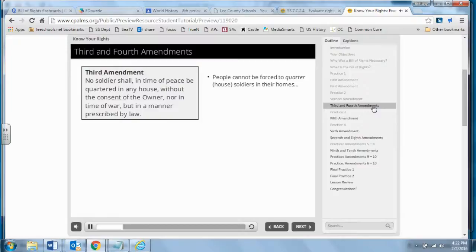This isn't an issue that people worry much about today, but early Americans had direct experiences with this issue. Before the American Revolution, King George had sometimes forced them to house British soldiers. It bothered people enough that Americans made sure to add this amendment to their Constitution's Bill of Rights.